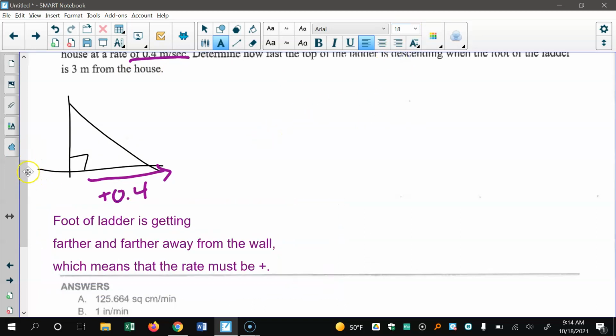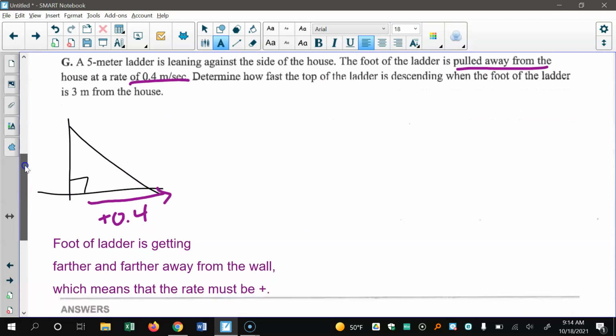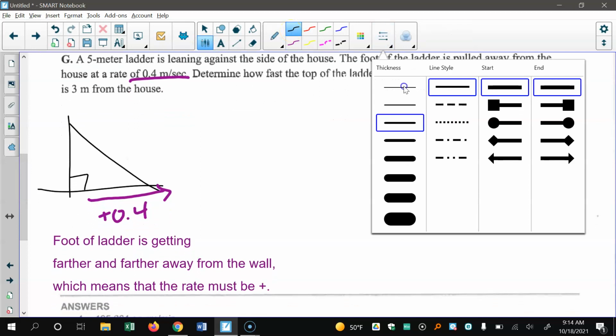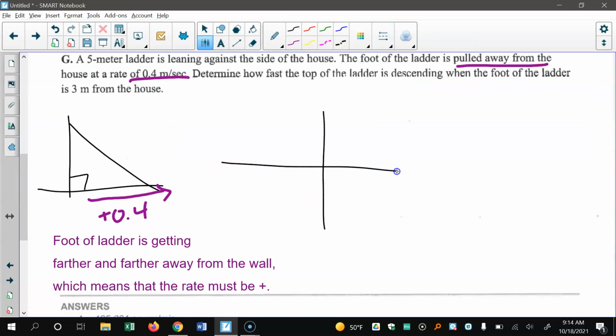And by the way, if you drew it a different way, it would be the same thing. I'm just going to draw this again for you so you can see it's the same exact thing. So if I drew it this way, that's my house. I don't know why I have an axis here. I don't know why I have beneath the floor. If I have the house there and then the ladder this way, the rate of the ladder's movement is still moving.